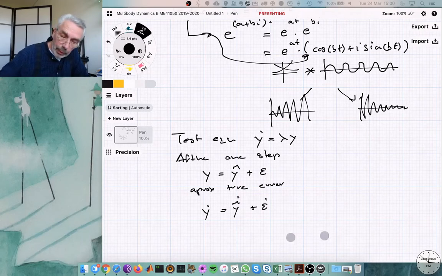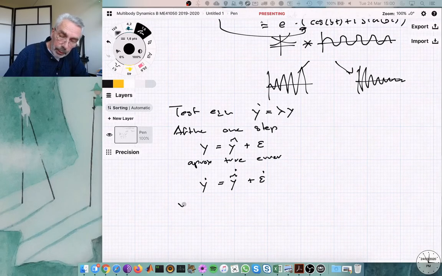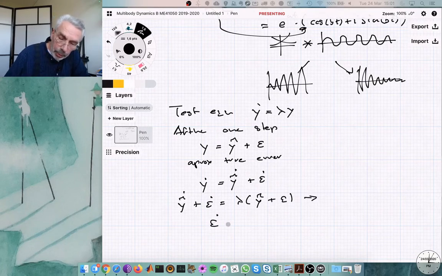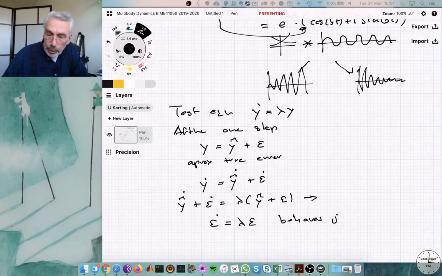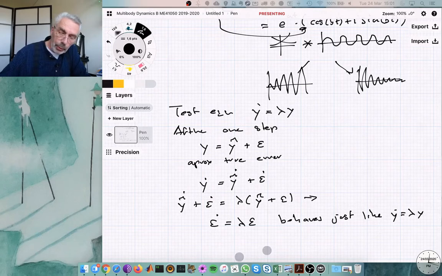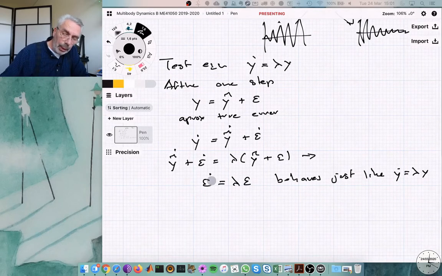Then we put everything into our test equation again. And what do we get? We get y dot plus epsilon dot is equal to lambda times y plus epsilon. And the conclusion is that the error, epsilon dot is lambda times epsilon, it behaves just like y dot is lambda times y, so like the test equation. So from now on, we focus on this. Apparently this lambda propagates our error, right? So the error propagation.